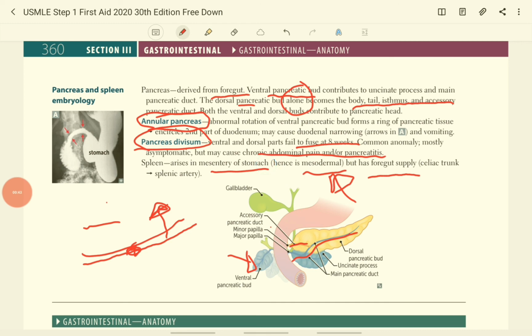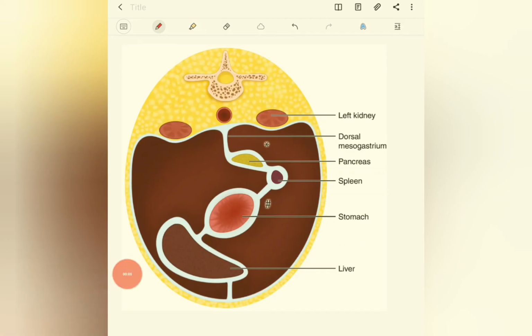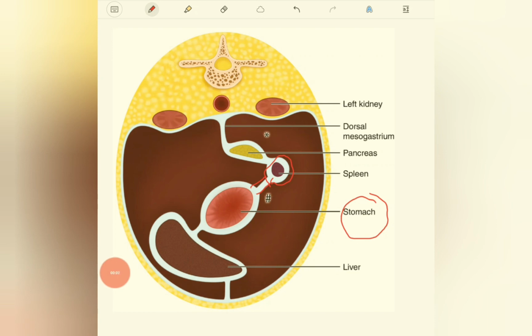Let's see some images to get more clarification. In this image, we can see the stomach over here, and this is the mesentery that continues from the stomach. Mesentery is a double fold of peritoneum. So this mesentery forms the spleen. Hence it is of mesodermal origin, compared to the other organs of the intestine, which are of endodermal origin.